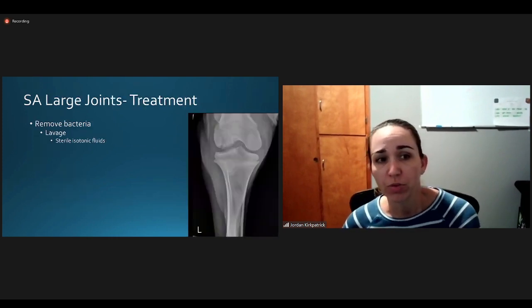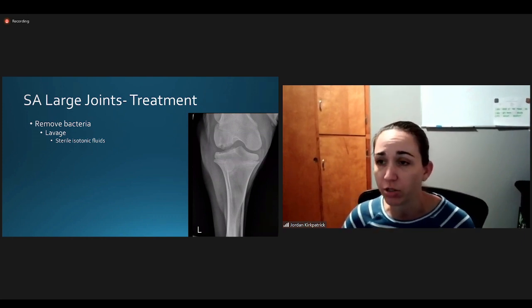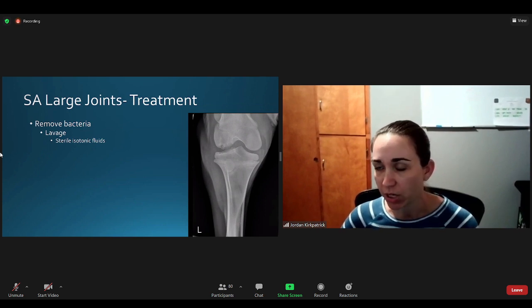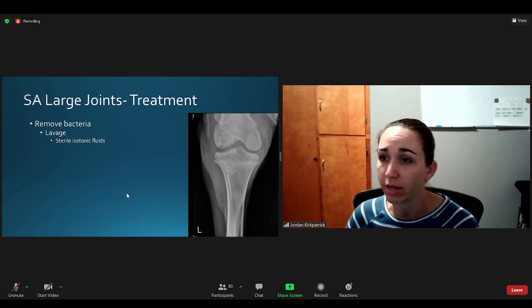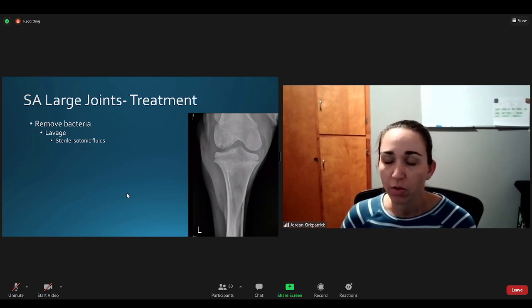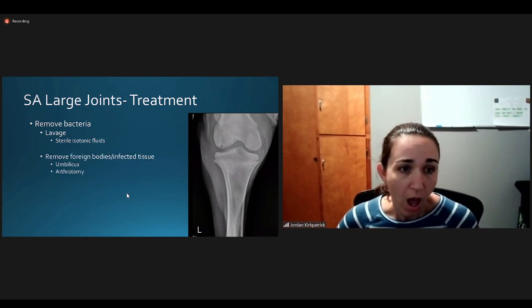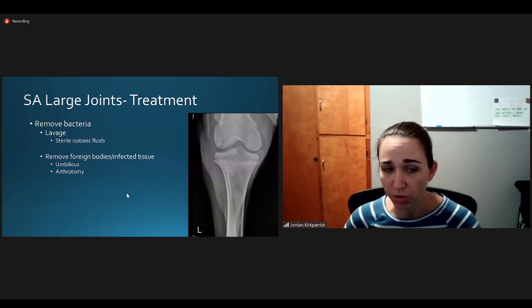For large joints, you want to remove the source of the bacteria. So if it's just within the joint, you're going to do a joint lavage with sterile fluids. Usually 1 liter or 2 is what you can get through in a calf. If it's an adult, you may need to put it under general anesthesia and do it via arthroscopy to get a high volume of fluids through. If it's from any type of foreign body or infected tissue, you want to remove that.